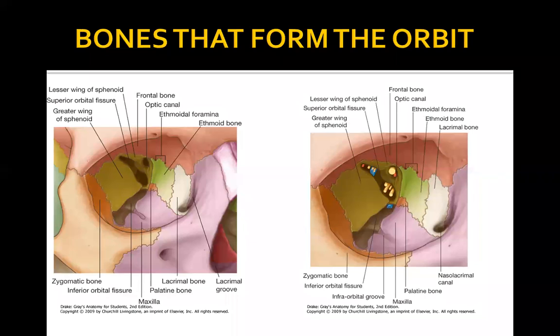Again, it will be very nice to set a question around the content of the superior orbital fissure or that of the inferior orbital fissure. So we can go like this: all the following are contained within the superior orbital fissure.